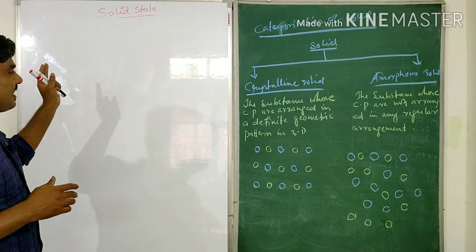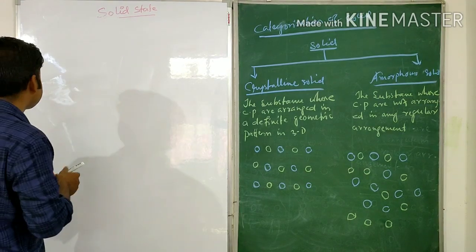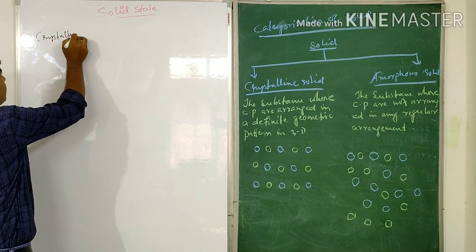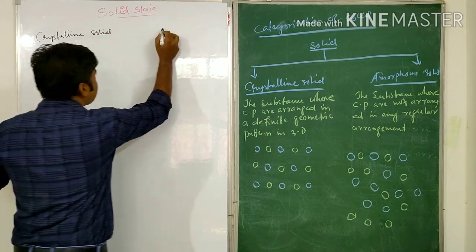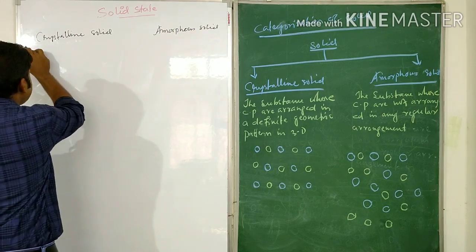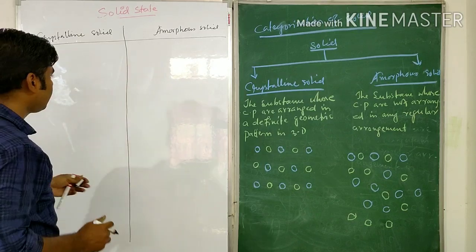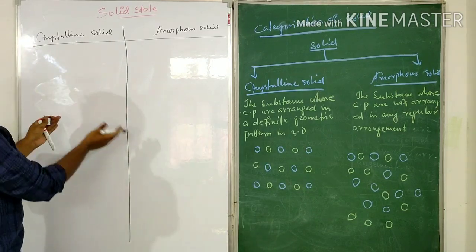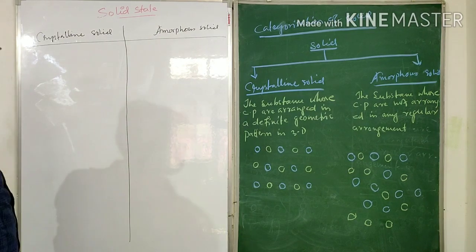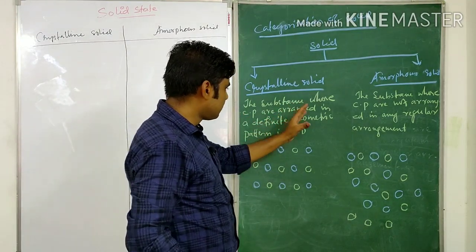Here we will discuss the difference between crystalline solids and amorphous solids. I will write crystalline solids here, and here the amorphous solids. So take a table here, make a table. On the left I will write about crystalline solids, and on the right I will write about the amorphous solids. First of all, the difference you can see here.